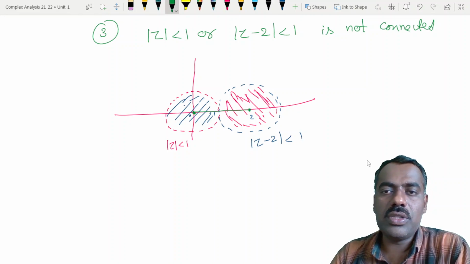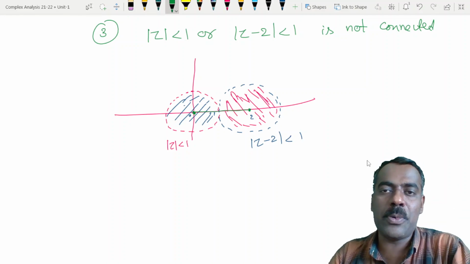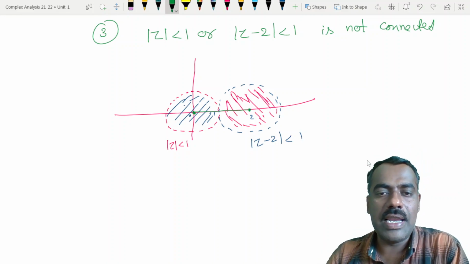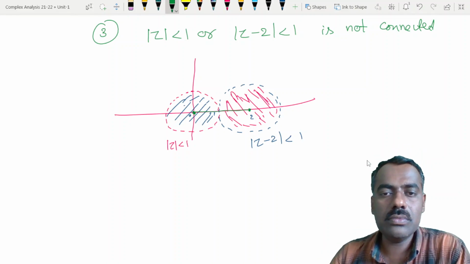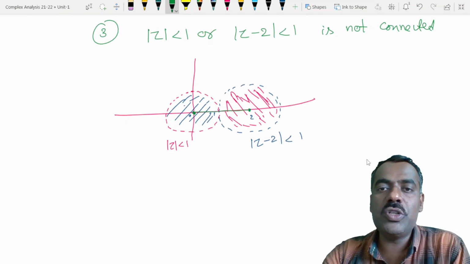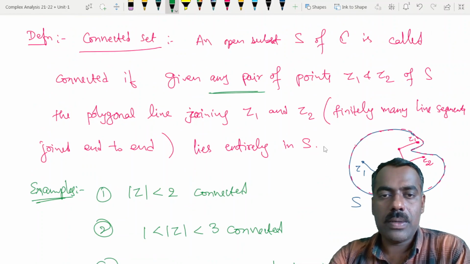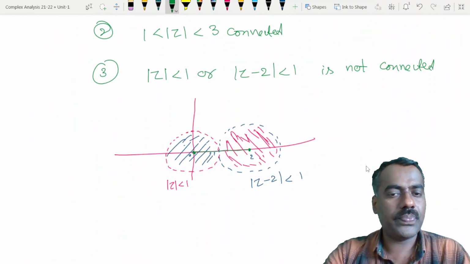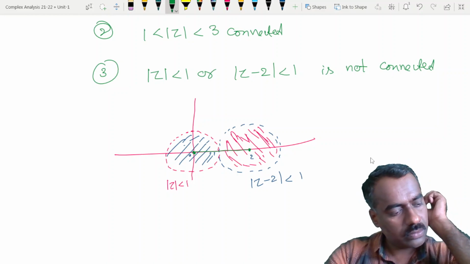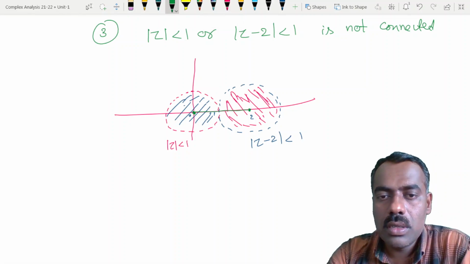So this is not connected, because however you take one point from here and another point from here, you don't have a polygonal line. If you take 2 points either from mod z less than 1 or mod z minus 2 less than 1, then it is true, but it should be true for any given pair of points. So that's why it is not connected. Clear?